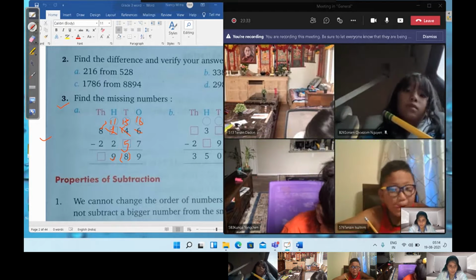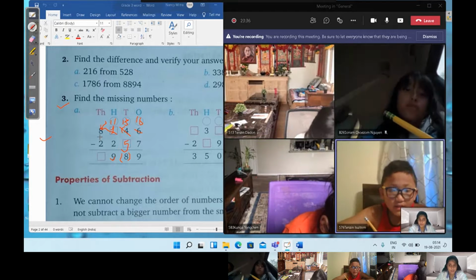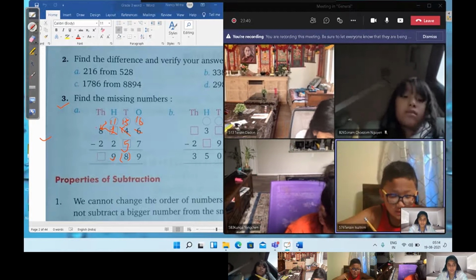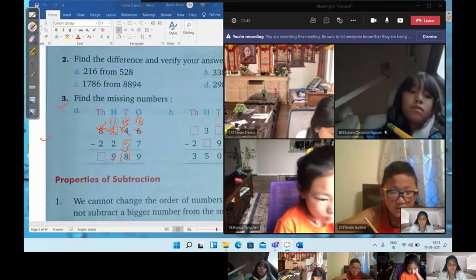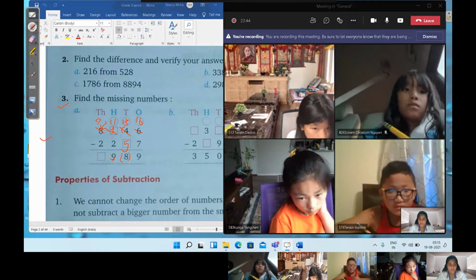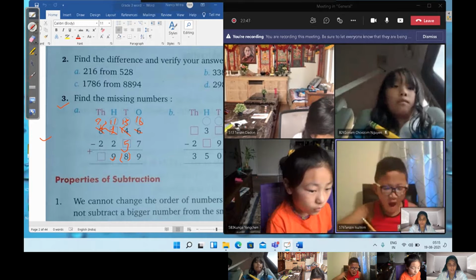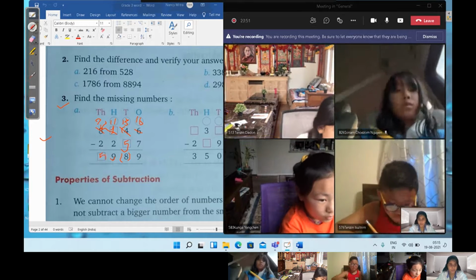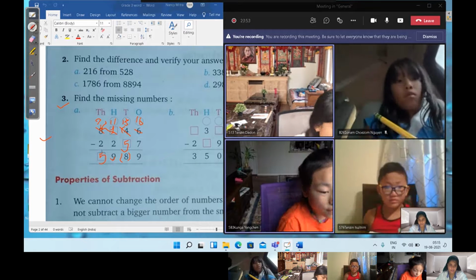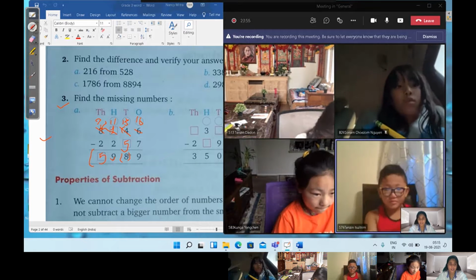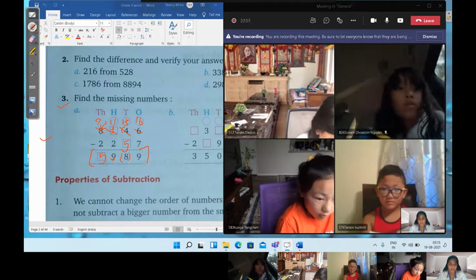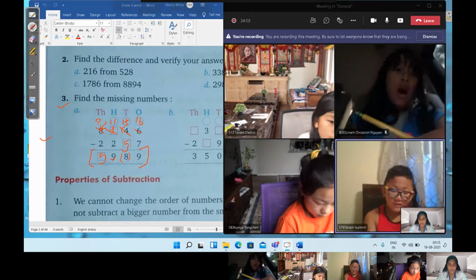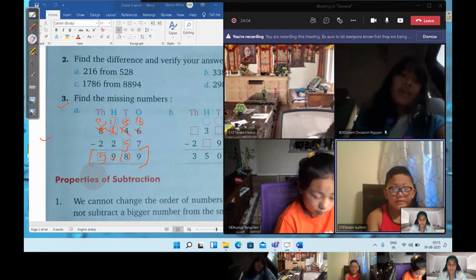Okay. So from 8, minus 2 equals 6? No. We take carry from the 8, so that's why here is not 8. Here is present only 7. From the 7, if we subtract 2, now we get 5. So the answer is 5,989. 5,989 is the answer.